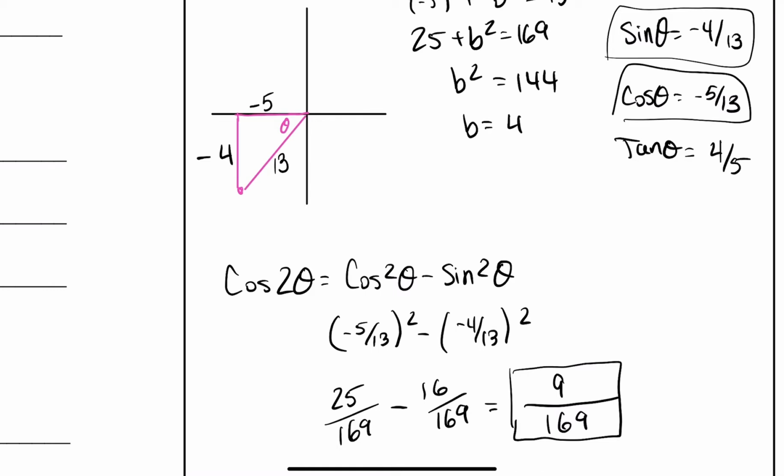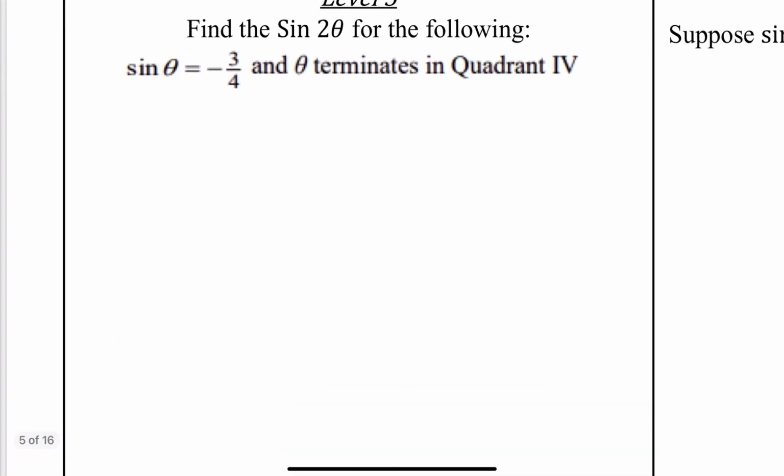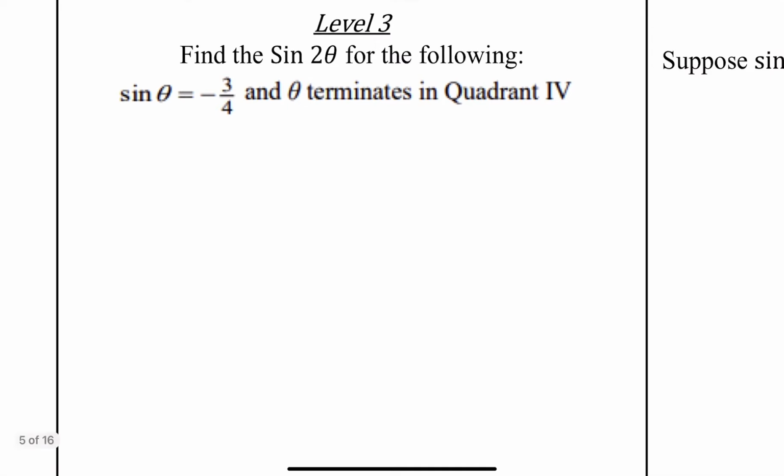All right, for level 3, same idea, but it says find the sine of 2 theta for this problem. So we need to figure out the cosine here as well, because sine of 2 theta is equal to 2 sine of theta cosine of theta, and I only know the sine of theta. So I need to draw a picture and figure out what the cosine of theta is as well.